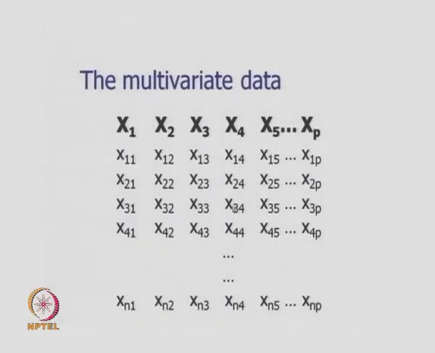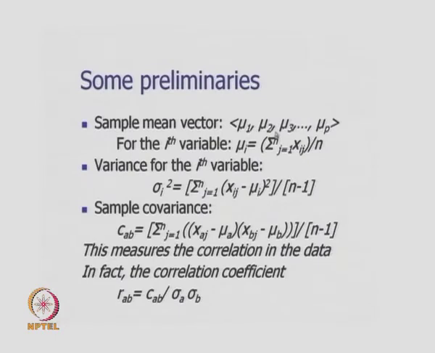So, what this means is that for this particular attribute, let us say x3, we will sum up all these values and divide by n to get the mean for the attribute x3, which will be mu 3. So, mu 1, mu 2, mu 3 up to mu p are obtained for each of these attributes. The variance is also obtained for each attribute.